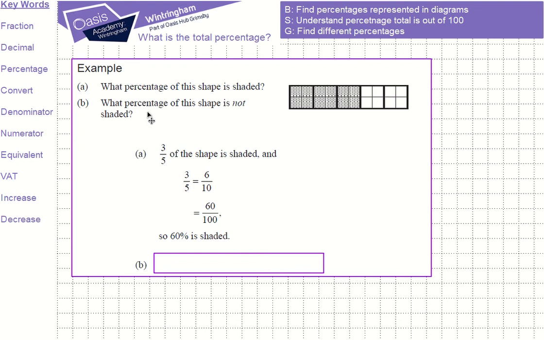Part B asks us what percentage of this shape is not shaded. So if 60% is shaded, we know percentages are out of 100, so the remaining amount must be unshaded. And what we need to do is take away 60 from our 100%. So 100 take away 60 is 40. So 40% is not shaded.